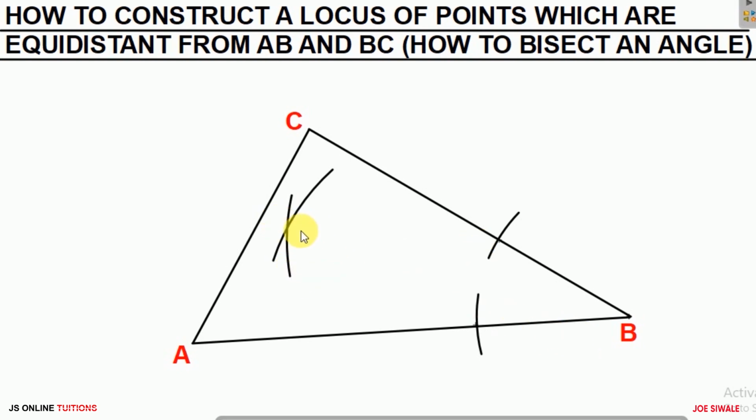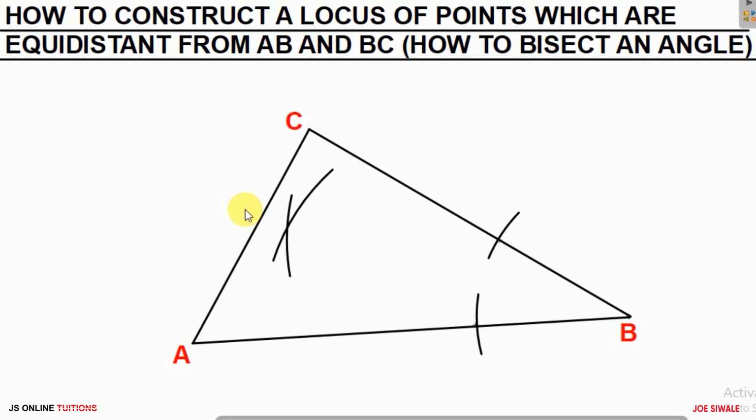As you can see, these two arcs are cutting each other at this point. So we're going to draw a line that starts from point B, and it's going to pass through the point where these two arcs are cutting each other.